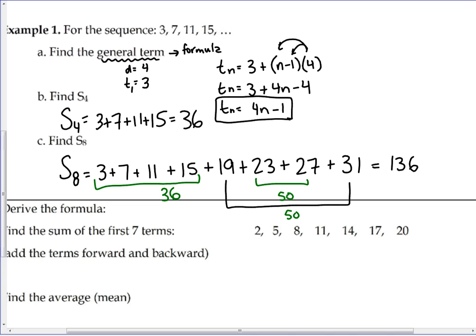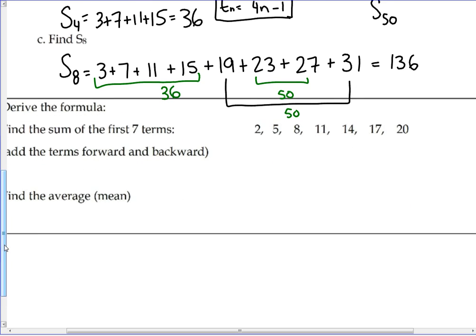Okay, 136. Now what if I asked you for S50? Is it possible that you'd make a mistake trying to figure out all 50 terms and adding them together? Yeah. Is there an easier way to do this? Yeah. And we're going to learn about that today. I'm going to show you how the formula is derived, okay? Yay, you love deriving formulas, don't you? Favorite thing in the world.